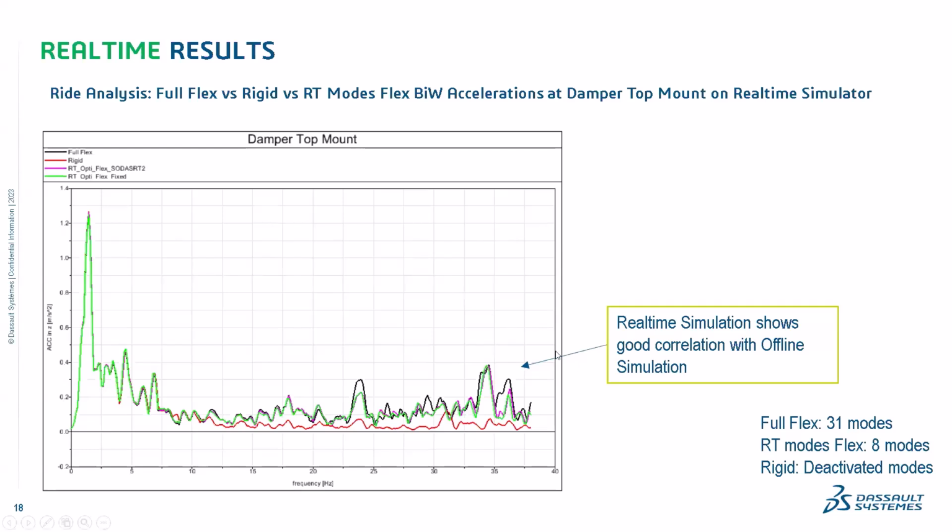And what we see here is that we had very good correlation. The green curve here was logged from our real-time simulation, and that is compared to the full flex body in white simulation, and is also compared with the pink curve here, which was the same RT modes flex body in white but ran offline. So we saw a very good correlation, and this was really a great achievement for us, I would say. And of course, we could see the correlation here.